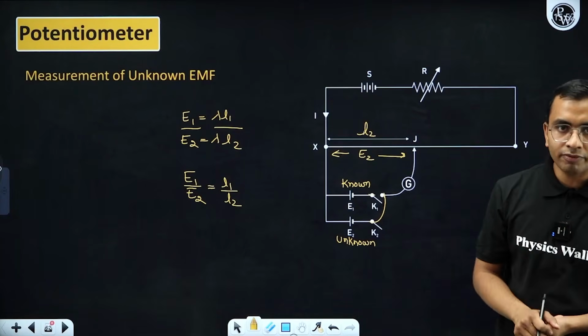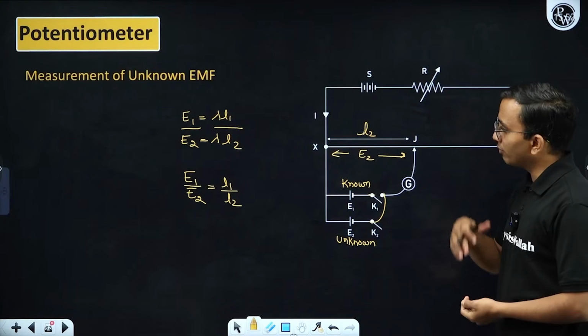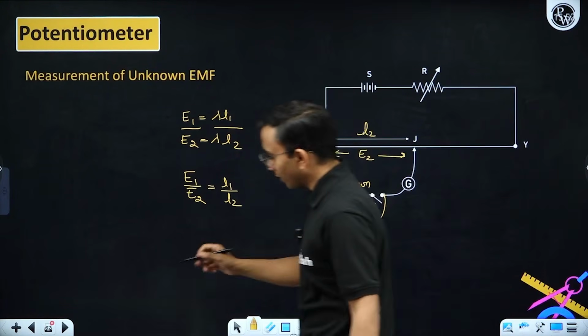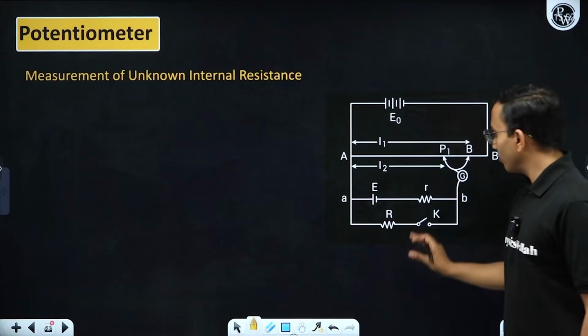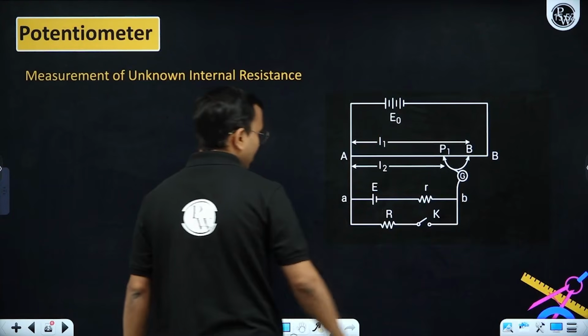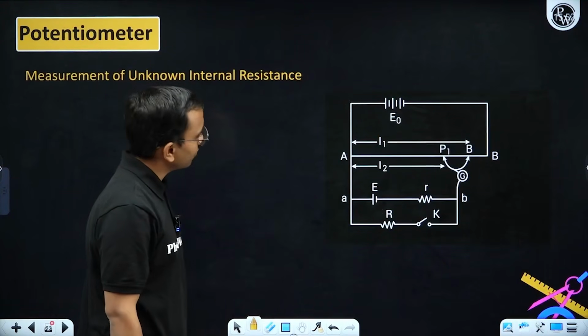Okay. So L1, L2 will be given to you. One known EMF will be given to you. You need to find the unknown EMF. You can use this formula. Quickly you can find it. Next is measurement of unknown internal resistance. Now the cell is there. Its internal resistance is r. I need to find r.